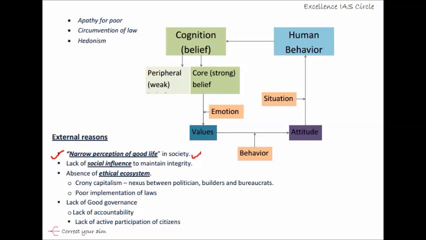But we don't see things in that way. So that's the problem, right? So narrow perception of good life. Then you'll talk about social influence. Social influence, the influence of people against corruption is low.